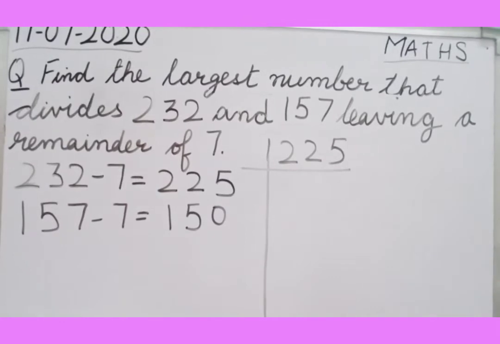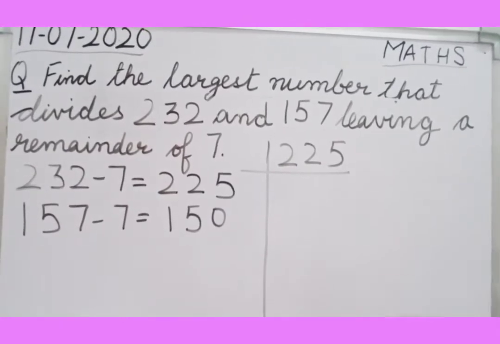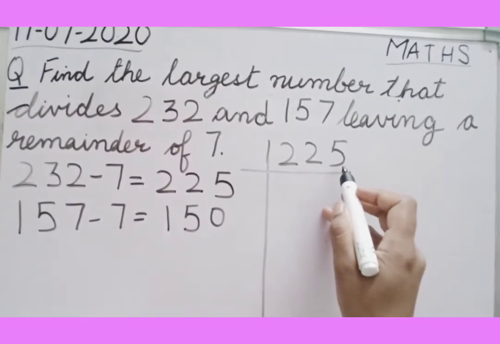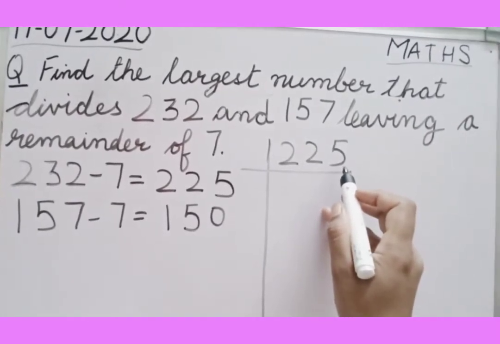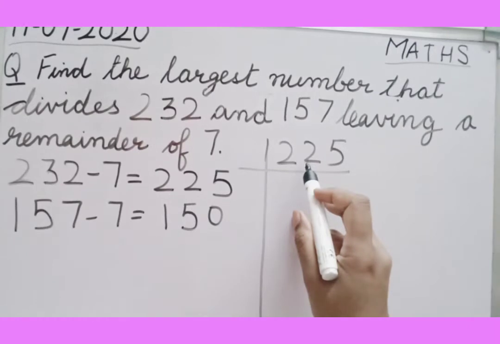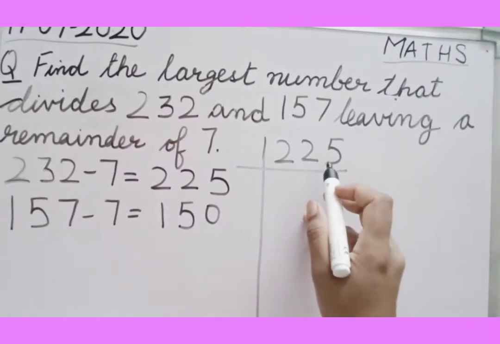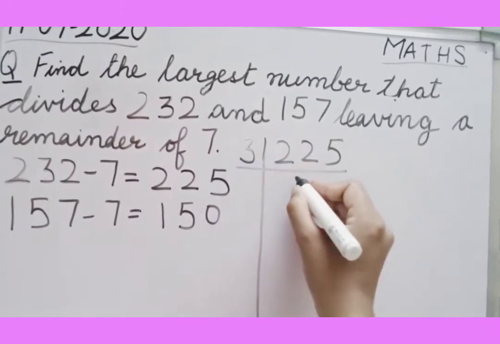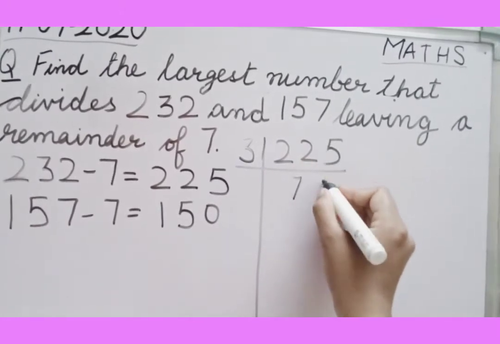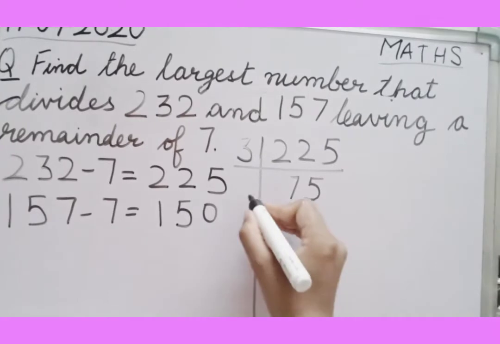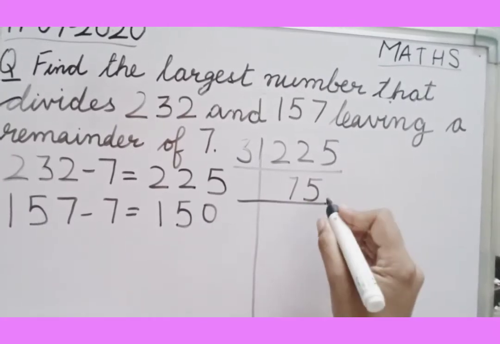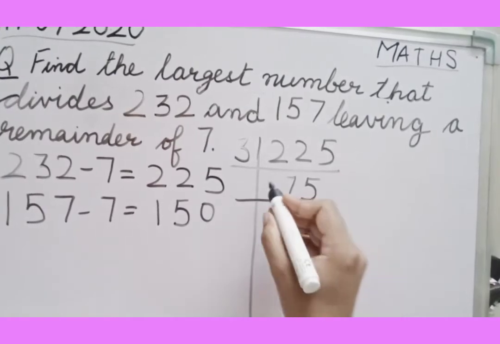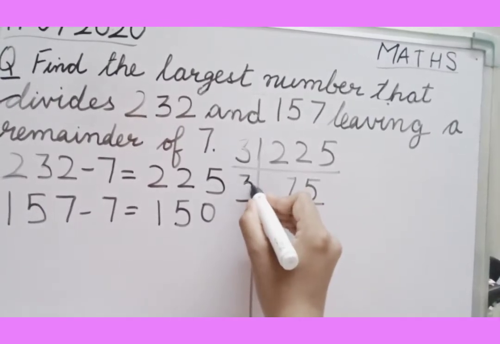And now to find out the factors for 225, the first thing is it's an odd number which is not divisible by 2. Let's check its divisibility by 3. 2 plus 2 is 4, 4 plus 5 is 9. Yes, it is divisible by 3. So 3 7s are 21. When 1 is left, 3 5s are 15. So the next thing is 7 plus 5 is 12. Again it is divisible by 3. So I'll write 3 here.